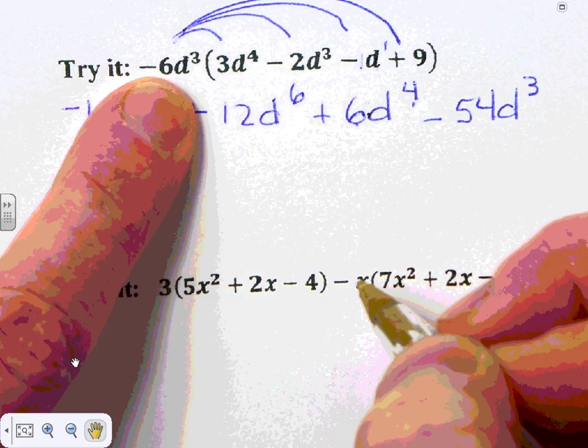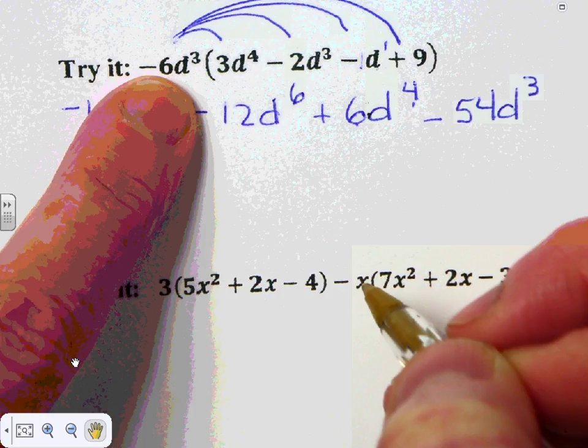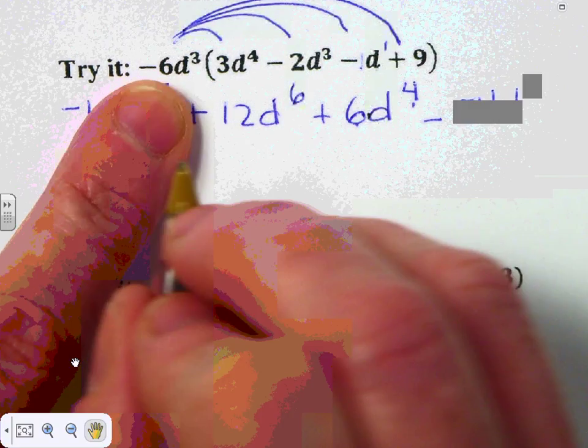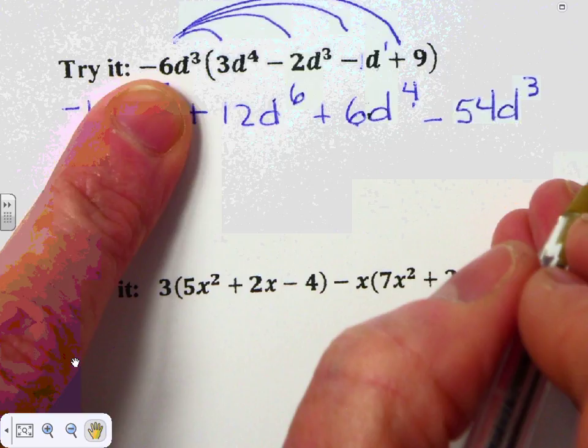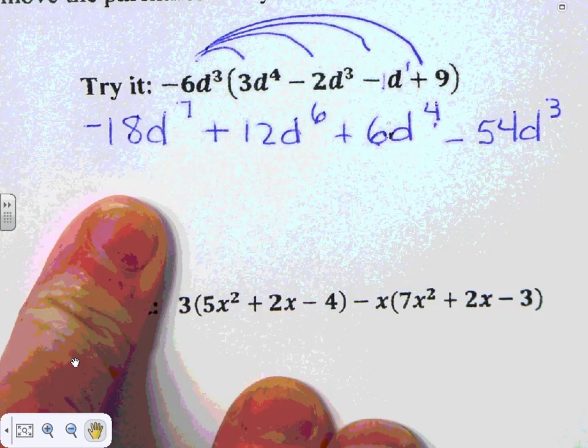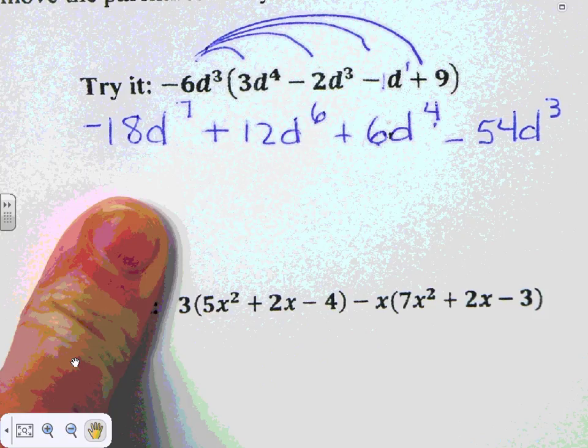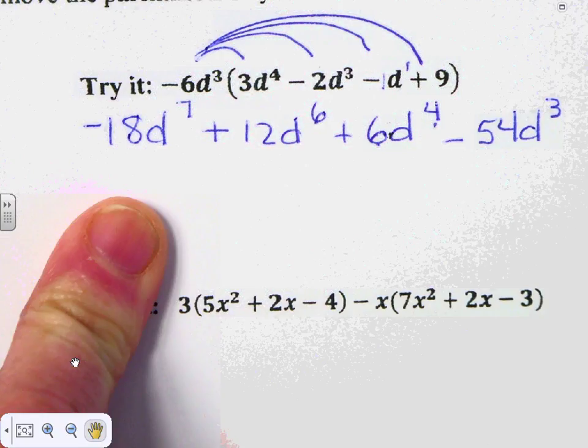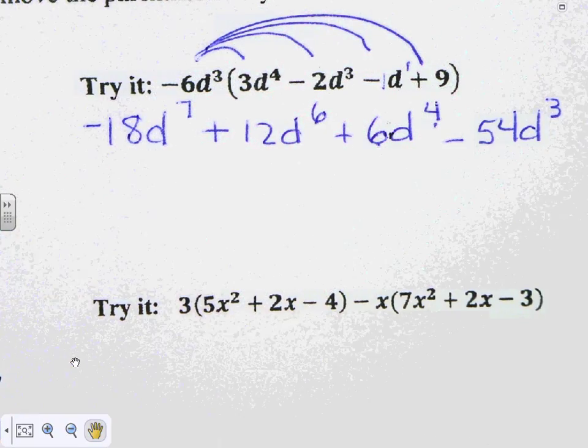You okay? A lot of students find it helpful, before they even start their problem, to put a 1 wherever there's not an exponent on a variable, so they remember to add it to the problem. A lot of students lose the 1. So if that's something you need to do, that's a good idea.